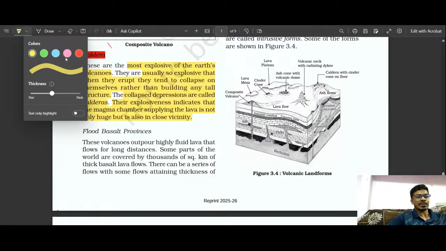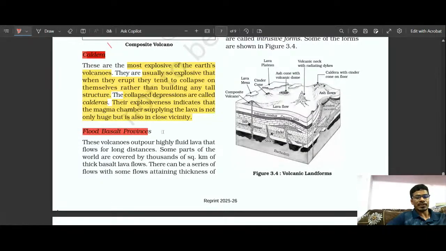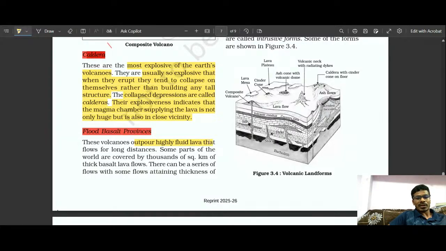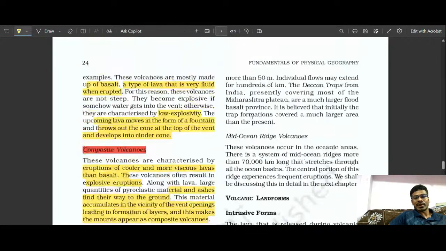Now moving ahead, another one is flood basalt provinces. These volcanoes outpour highly fluid lava that flows for long distances. Some parts of the world are covered by thousands of square kilometers of thick basalt lava flows. There can be a series of flows with some flows attaining a thickness of more than 50 meters, and individual flows may extend for hundreds of kilometers.